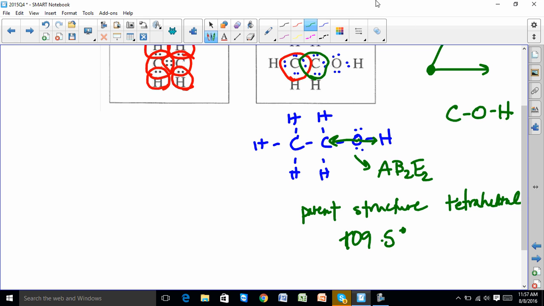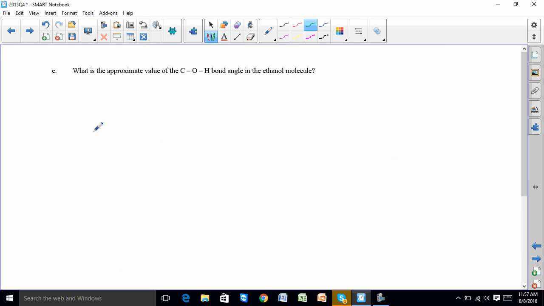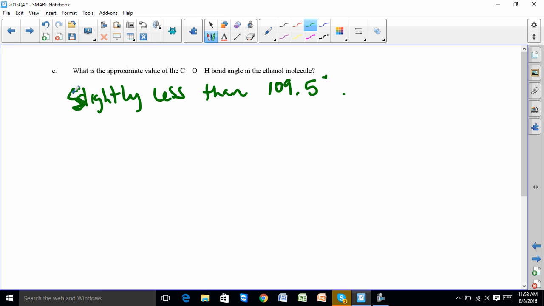And so this is what I would say on this page: slightly less than 109.5 degrees. I don't even know. This is an essay question. Here's the deal. The scoring guidelines said they took any number between 100 and 115. Any number between 100 and 115. They did not take 180, even though it looks like 180 in the picture.